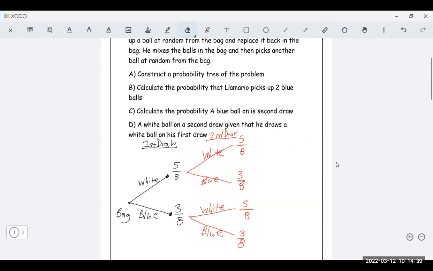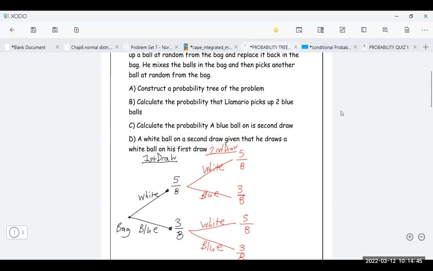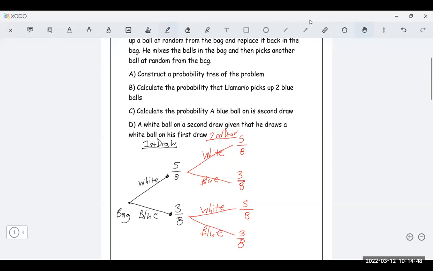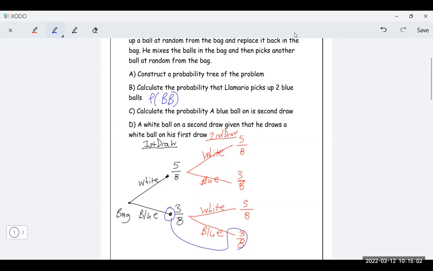All right, so now we can go ahead and tackle these easy questions that they're going to ask to follow. So the next part says, calculate the probability that Lamaria picks up 2 blue balls. So to get 2 blue balls would mean that you need to get a blue on the first attempt and a blue on the second attempt. Using the tree diagram, it would be 3 over 8 times 3 over 8, which is 9 out of 64. 9 over 64, that's the probability of getting blue then blue.